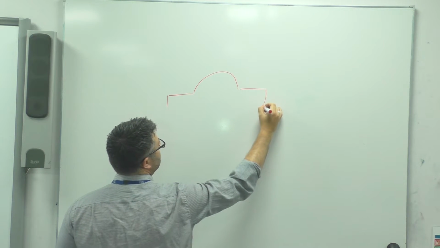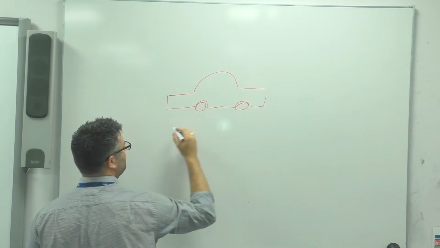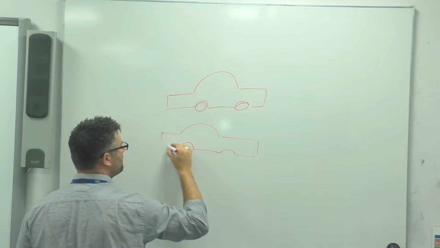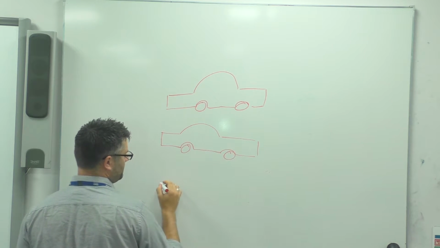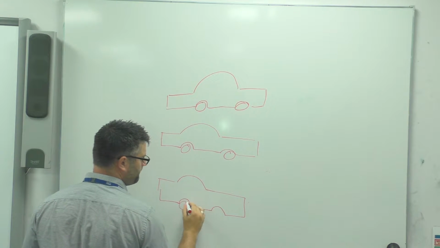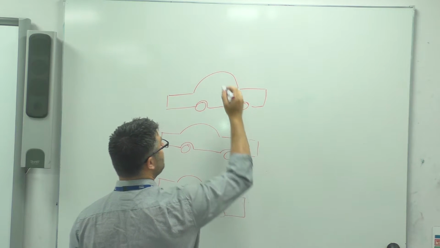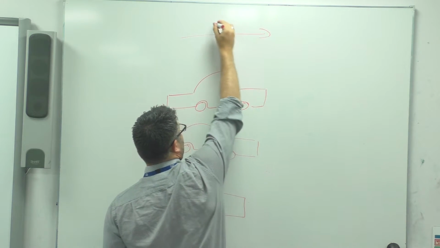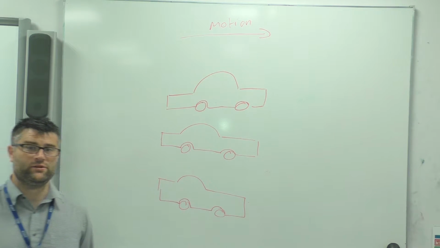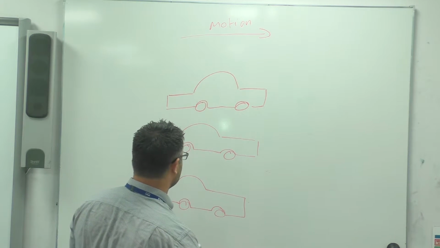We've got three situations here. I'm going to draw three cars. Two where the forces are unbalanced and one where they're balanced. So it's 1, 2, 3. Right, okay, so all of these cars, motion is in this direction. Okay, motion is in that direction. So I'm going to draw some force arrows on the first one.